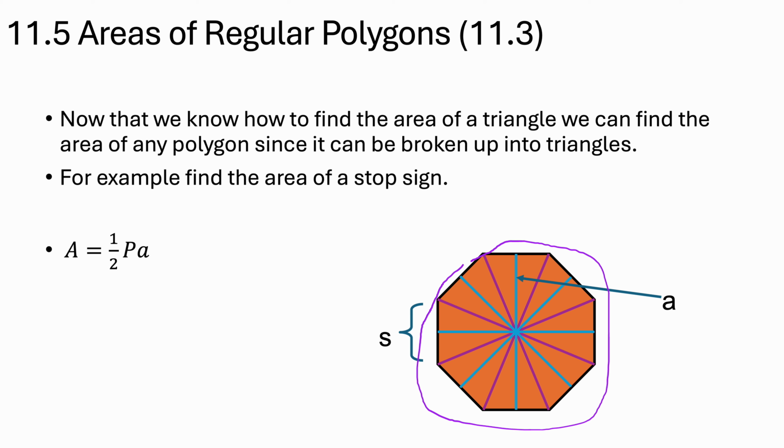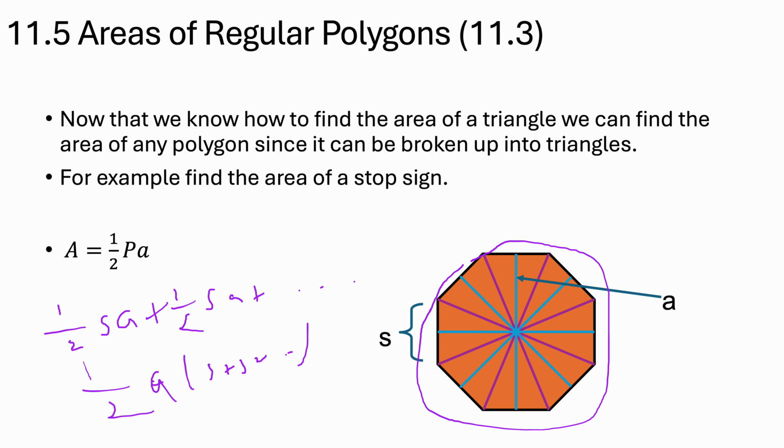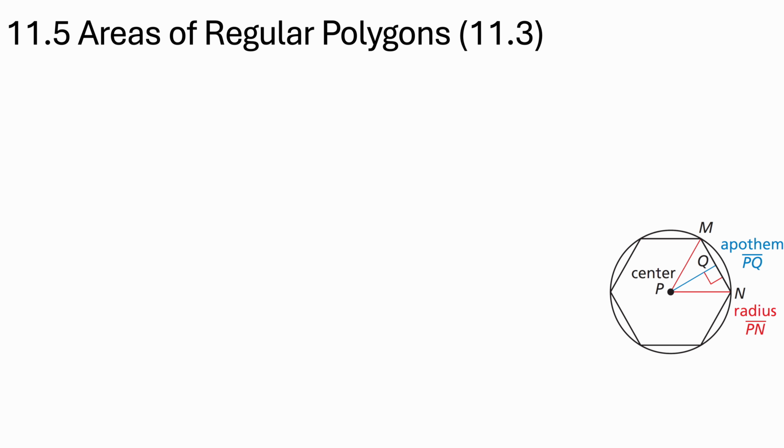So area will be half P into A. How? Because if you add this one, it will be half s into a, plus half s into a, plus half s into a. For all the triangles, it will be half s into a for each triangle. Then if you take half a outside, the inside will be s plus s plus s, and that will be equal to your perimeter. So it will be half perimeter into a. That is the area of this shape.